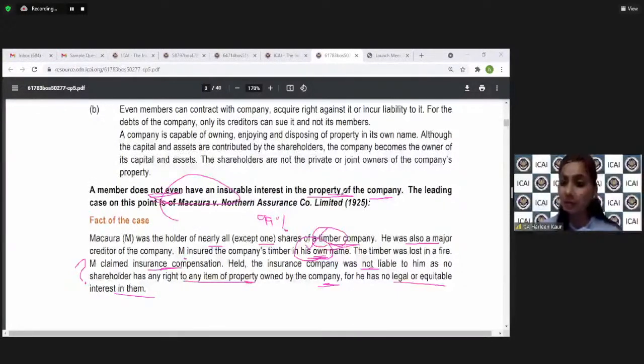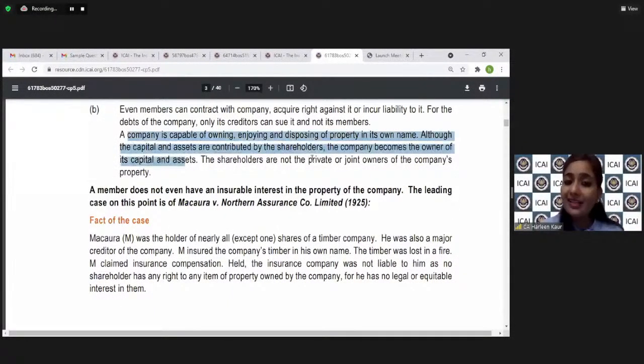You will simply explain the facts and you will conclude that if a shareholder has the insurance in his own name, he cannot claim the insurance money because it is now the company's property. The insurance company cannot be held liable to the shareholder. Why? Because the shareholder cannot have any kind of insurable or legal interest in the property of the company's assets. It simply says a company is capable of having and disposing of its own assets.